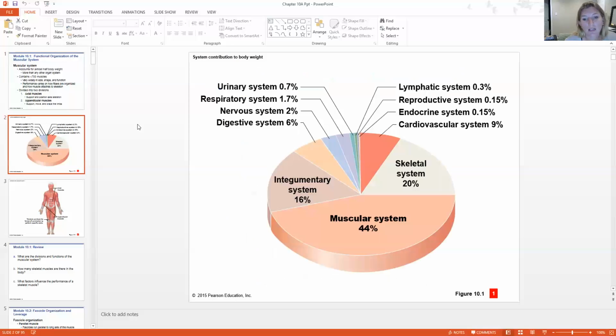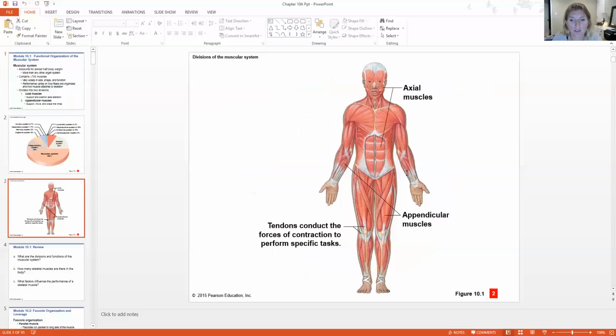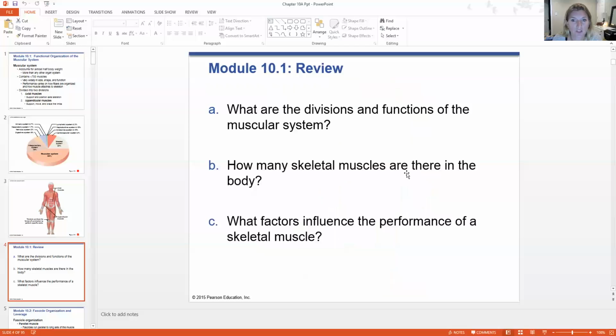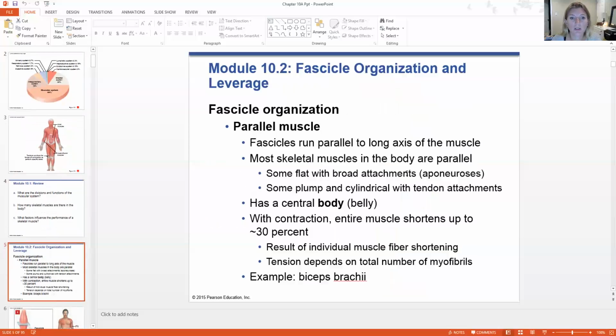Here you see muscular system about 44%, and integumentary system, again, is huge weight, skeletal system, etc. That's the majority of our body composition. There's axial muscles, appendicular muscles. You have the tendons that conduct the forces of contraction. You can pause the video here, go back and answer these three questions just about the introduction. We're going to move on.